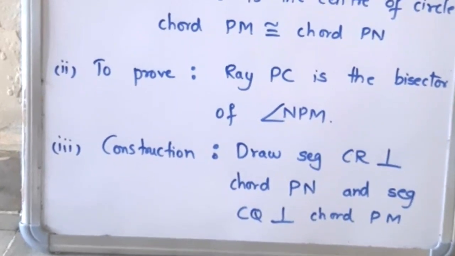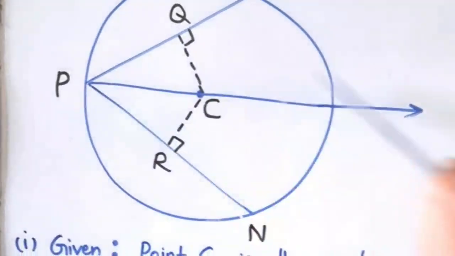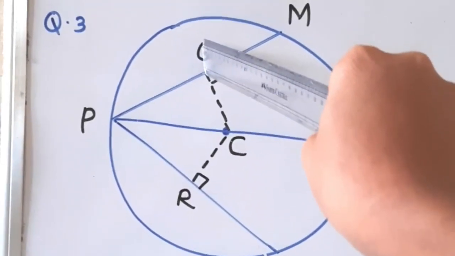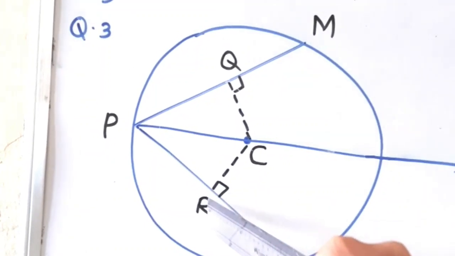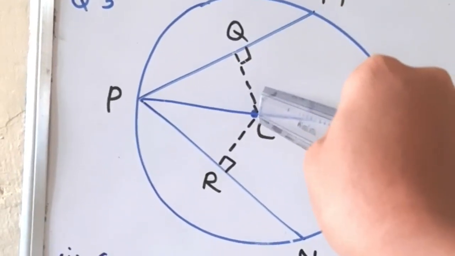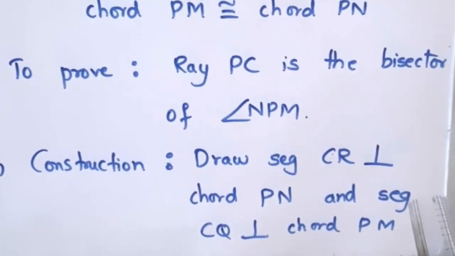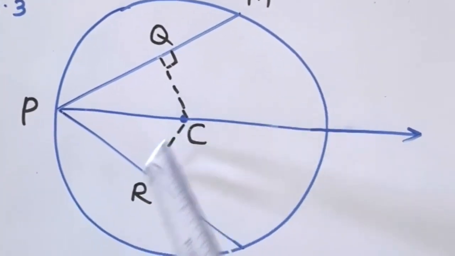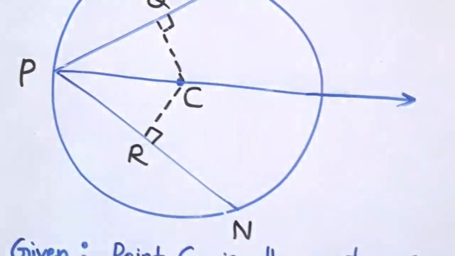Now coming to construction part, in the figure they have given only the circle, the chords and this ray. We have to join point C, and here one point we take as Q and join. Here also we take one point, R, and join, because we know from the center of the circle to the chord, these are the distances. Therefore, draw segment CR perpendicular to chord PN, which means CR perpendicular to PN. We have to just draw a perpendicular segment. In this case also CQ perpendicular to PM, we have to draw a segment.